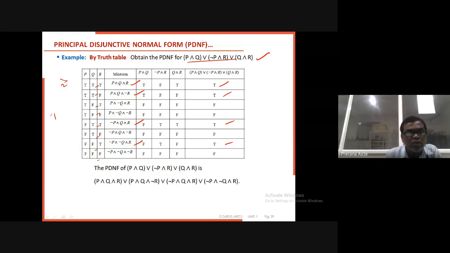If you have true, it will be represented in the normal form, and if you have F, it will be represented in negation form, and they will be combined with AND. So now P and Q and R, P and Q and negation R, negation P and Q and R, negation P and negation Q and R. So these are the four terms that will be present in your PDNF notation.